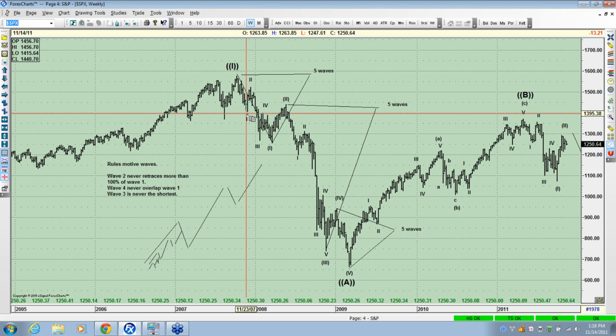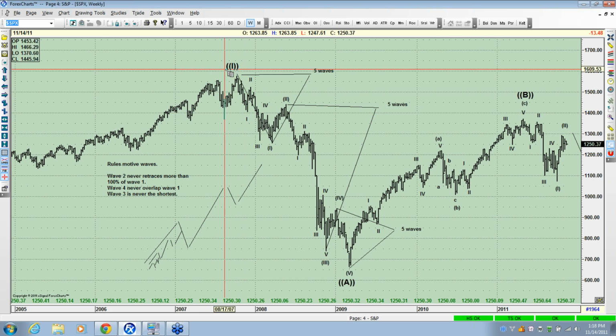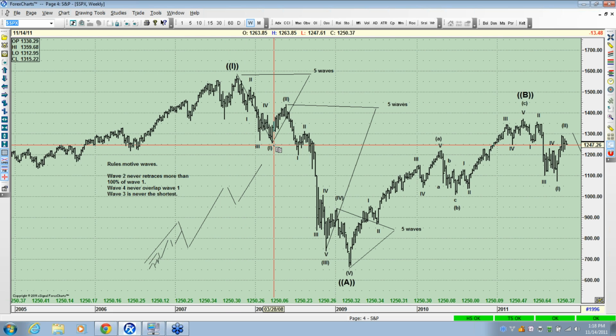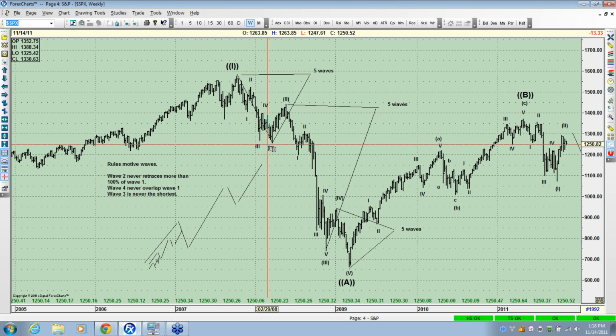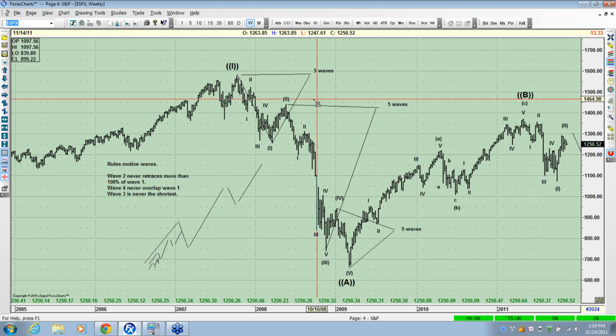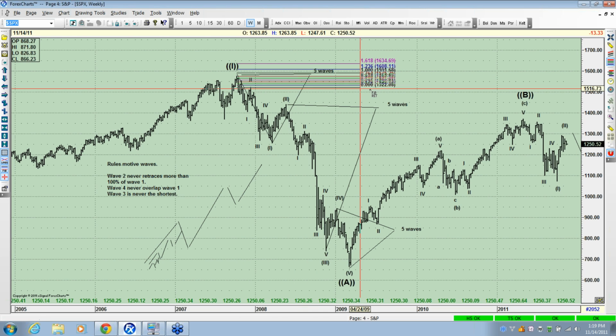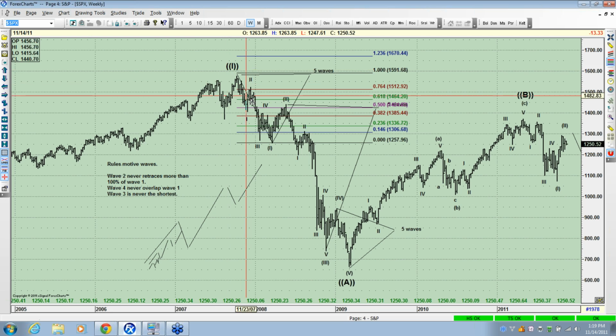Every 5 waves needs to respect and follow the idea that wave 2 never retraces more than wave 1. Wave 4 never overlaps wave 1, and wave 3 is never the shortest of the 3 waves. Now, after you get to this point, you jump a degree. Why? Because it's telling you that you have 5 waves in a higher degree, and then you're going to trade your pivot area. When you're going to see that now you are correcting these degrees.